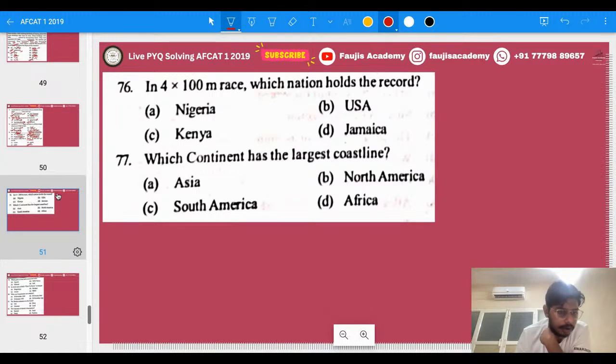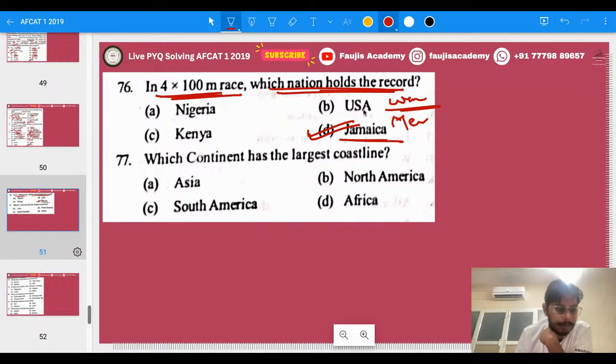All right, let's get started. We'll quickly finish it off. So 4 into 100-meter race. Which nation holds the record? This record is being held by Jamaica for the men, and for the women, it is held by US. It's none other than Usain Bolt and company. Which continent has the largest coastline? The largest continent, Asia, by land mass, and it has also got the largest amount of coastline as well.